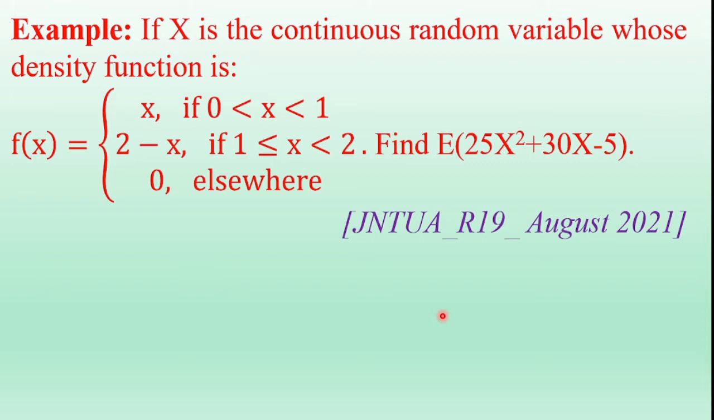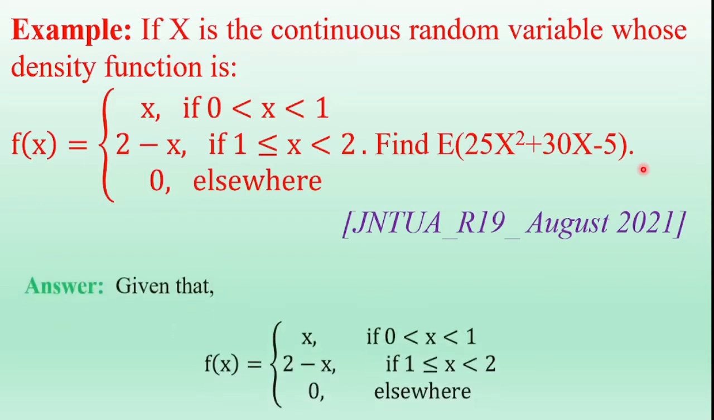The example is: if X is a continuous random variable whose probability density function is f(x) = x for x from 0 to 1, f(x) = 2 minus x for x from 1 to 2, and f(x) = 0 elsewhere. Find the expectation of 25x square plus 30x minus 5. So now coming to the solution.